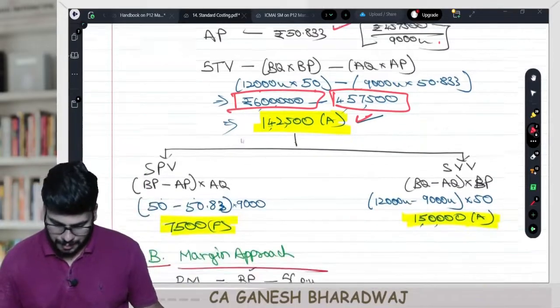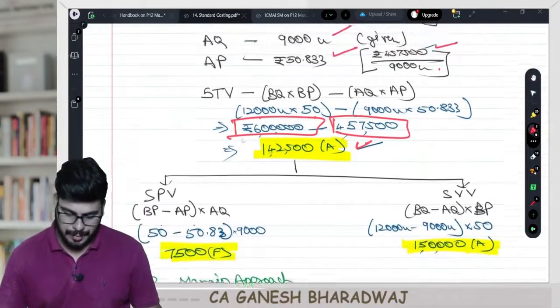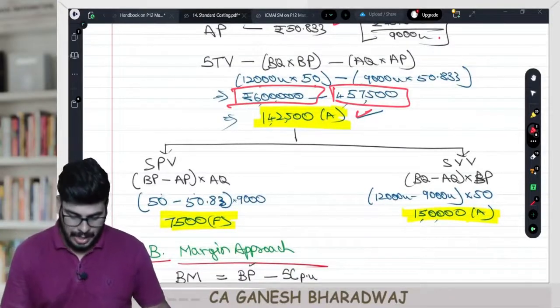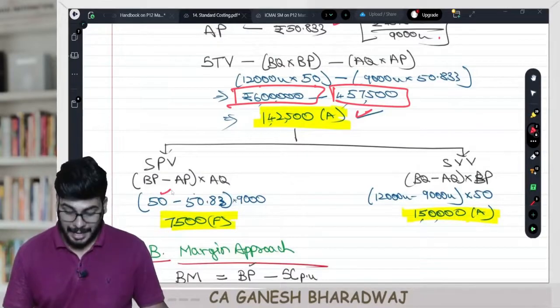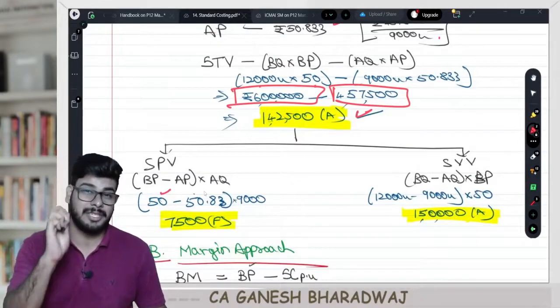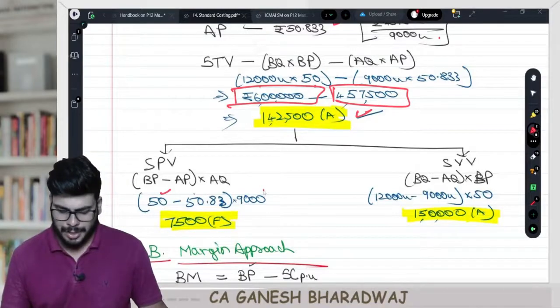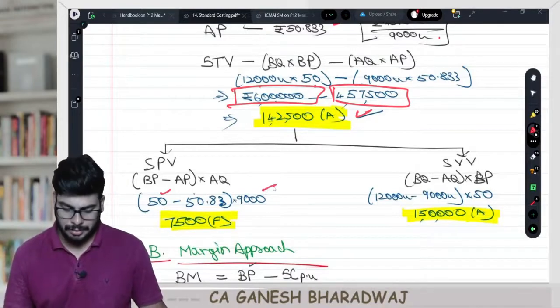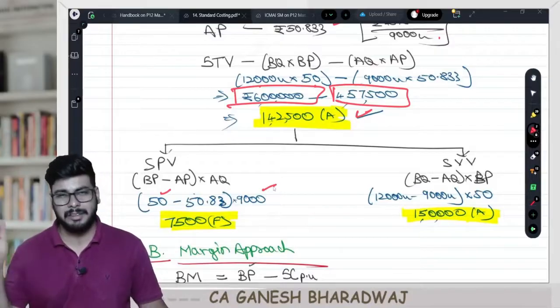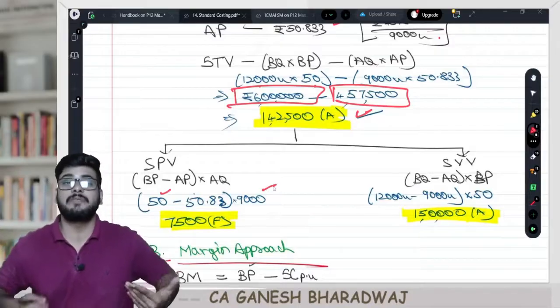Bifurcated into two, the price and volume variance. Now, budgeted price minus actual price into actual quantity. I planned to sell every unit at 50 rupees, but I ended up selling at how much? 50.83. So I was able to sell it at slightly more. And how many units did I actually sell? 9,000 units. Each of these 9,000 units, I sold it at 0.83 rupees more. So basically, this has given me a favorable variance.